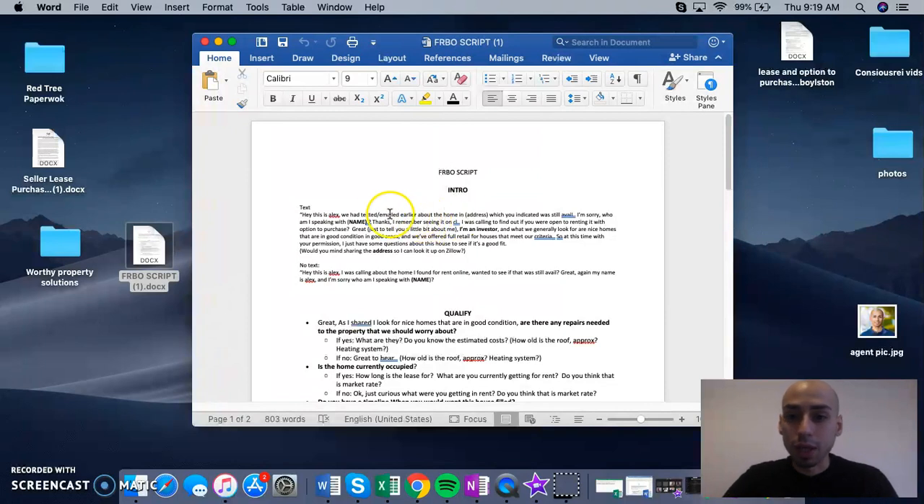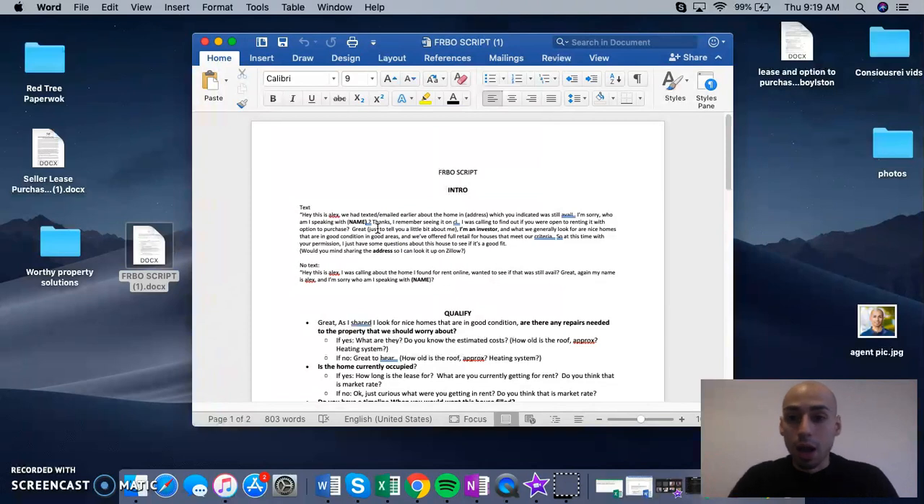So in the intro phase, obviously if you don't already have their name, you want to make sure you get their name in this stage. You want to make sure you get the address in this stage, and you want to position yourself as the investor, right? The whole purpose, the outcome of this stage, is to get permission to ask questions and put yourself in a position where, hey, I'm interested in potentially buying your house, and I just had some questions about it to see if I'm a good fit. That's really the purpose of this stage.